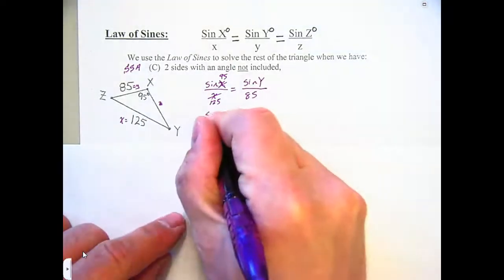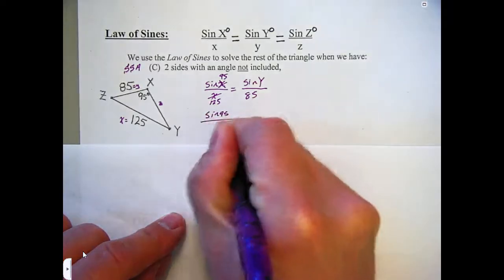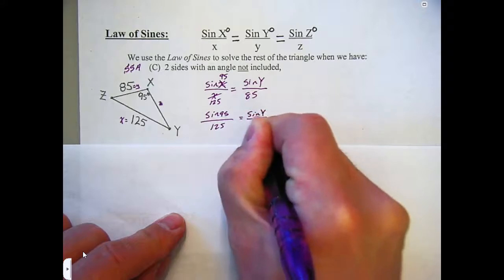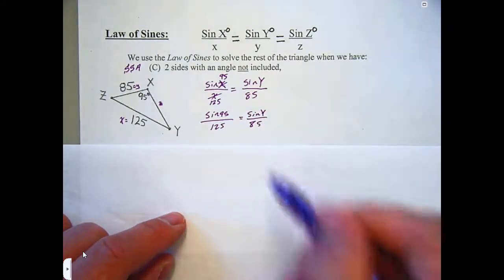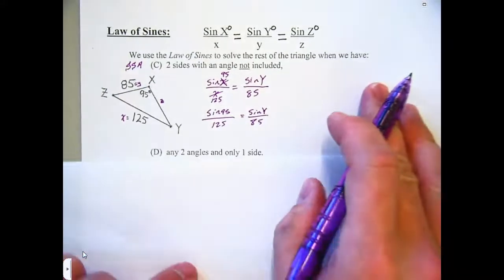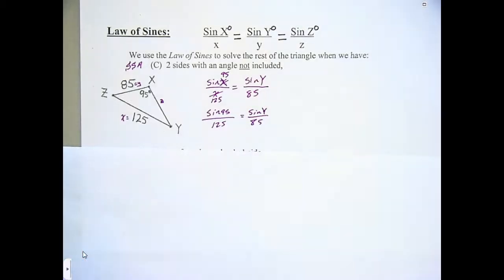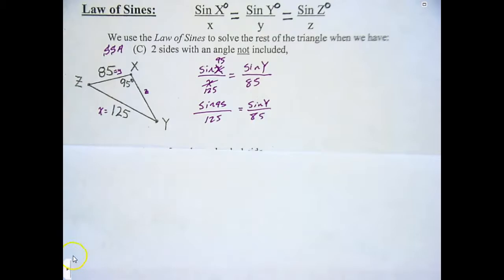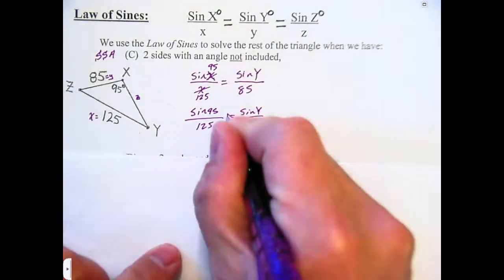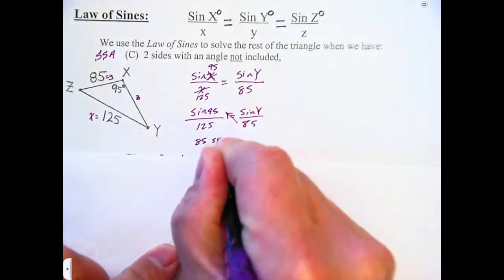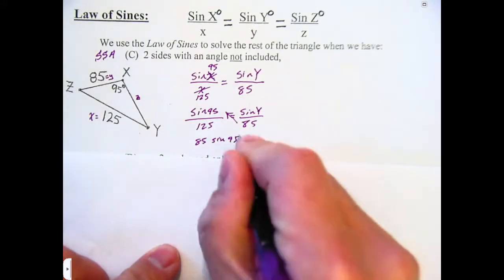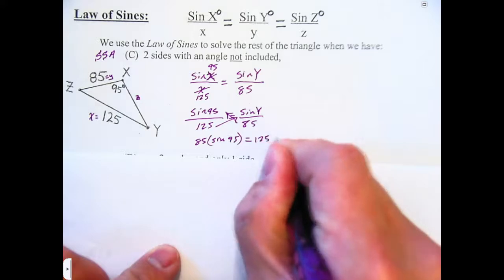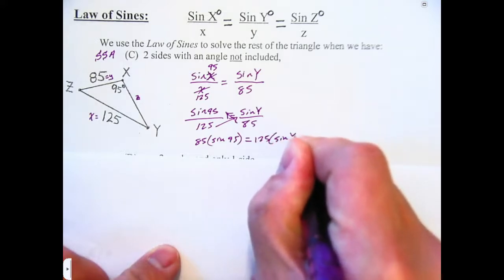Okay, so really, now it's a bit of a mess. We go and write it out like that. How do we solve a proportion? Cross multiply, yeah. So we cross multiply. Go ahead and write down what equation you would get there. So 85 sine 95 equals 125 sine y.